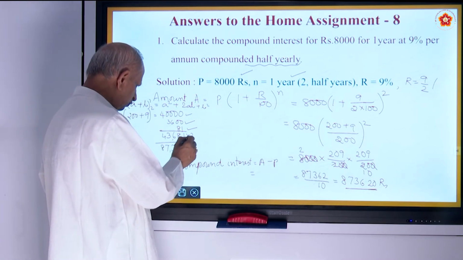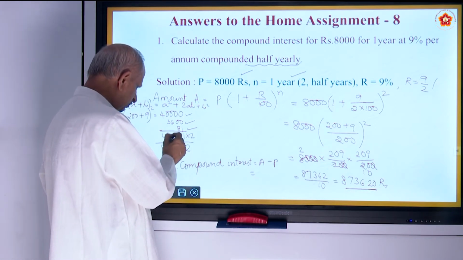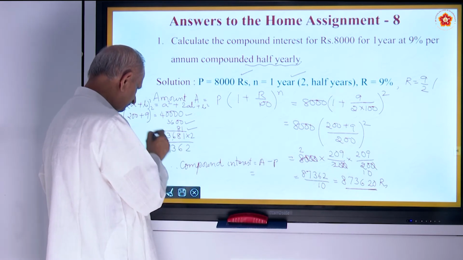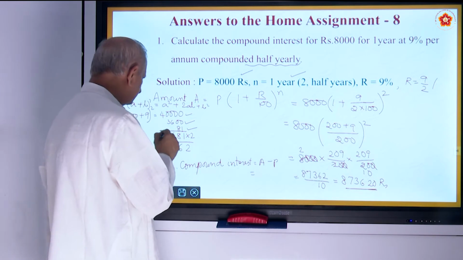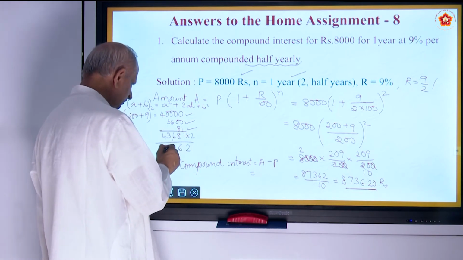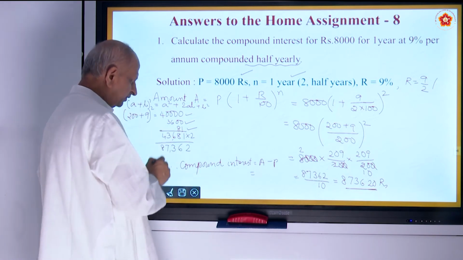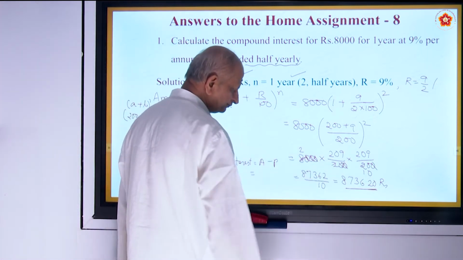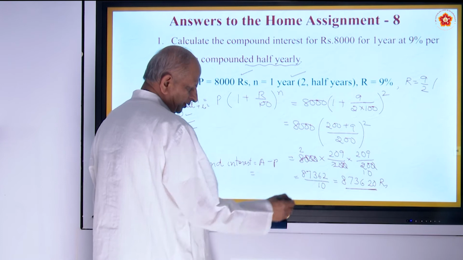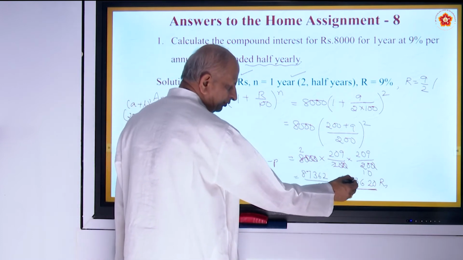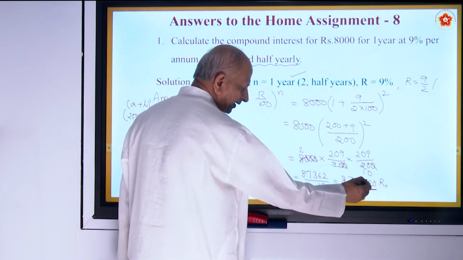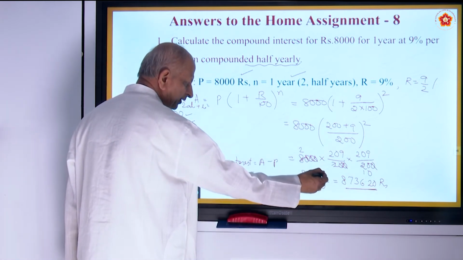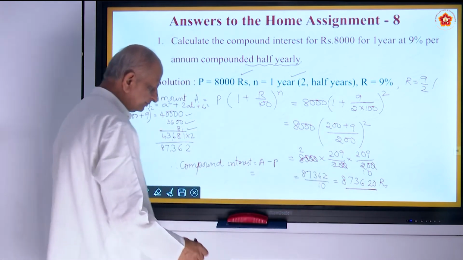So 2 ones are 2, 2 8s are 16, 2 6s are 12 plus 1, 13, 2 3s are 6 plus 1, 7, 2 4s are 8, 87,362 by 10. So by 10 means 8,736.20. You have to put a decimal point. If it is here, when you divide it comes left.